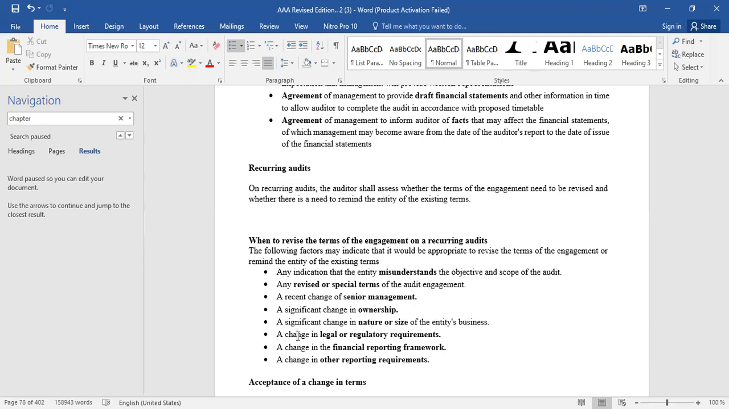Okay. Any other thing apart from what we are seeing here, like the change in financial reporting framework and the change in other reporting requirements, what else do you think can make you request for a change? What else can make you request for a change?